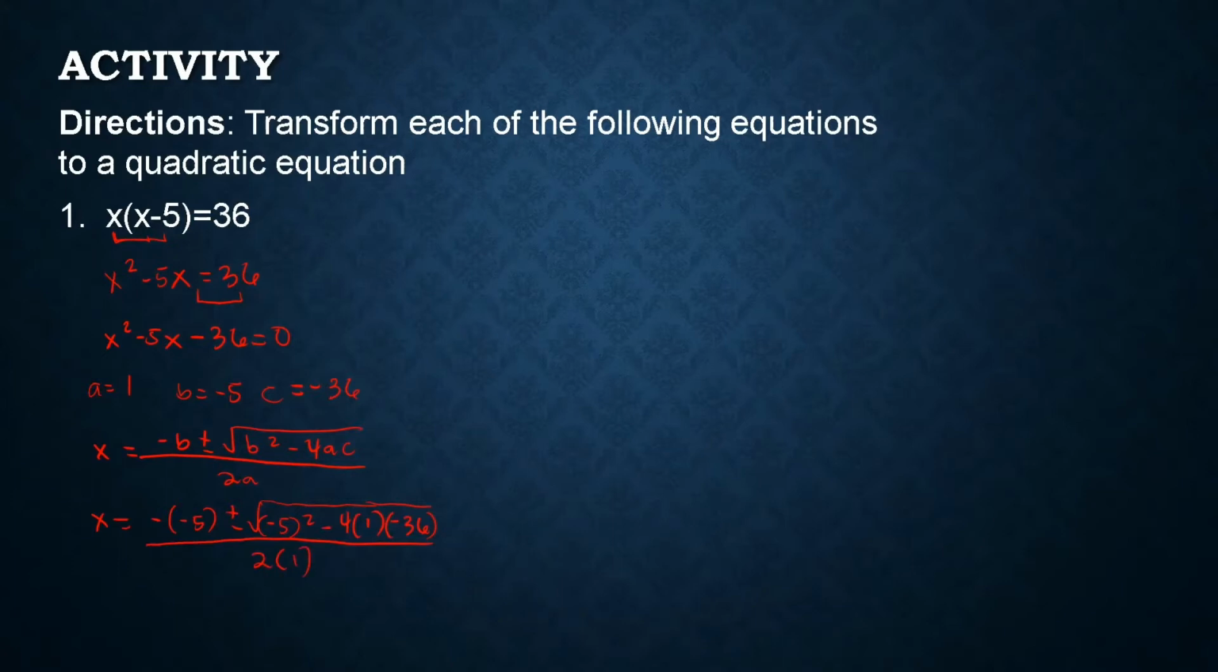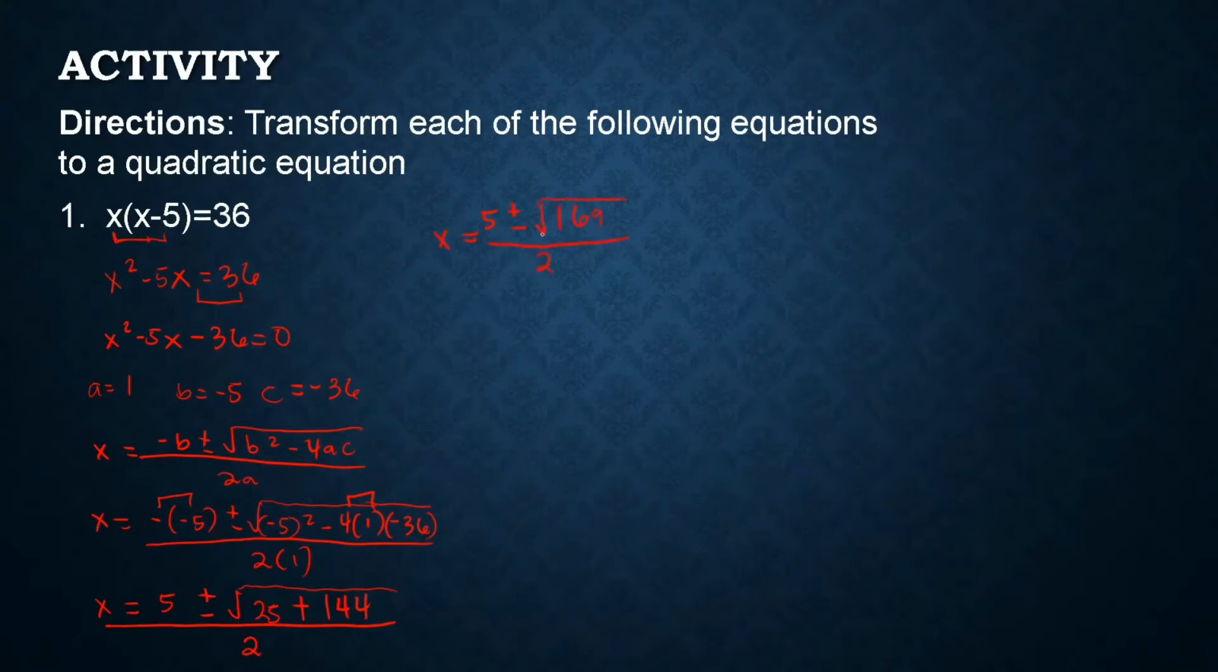First, let's have the negative times negative 5. So the first one, negative times negative 5, is equal to positive 5, then plus minus the square root of, so negative 5 squared is 25. Then let's proceed with negative 4 times 1, which is equal to negative 4, and then negative 4 times negative 36 is equal to positive 144. And then over 2. Then next, let's simplify again. x is equal to positive 5 plus minus the square root of 25 plus 144, which is 169, over 2.